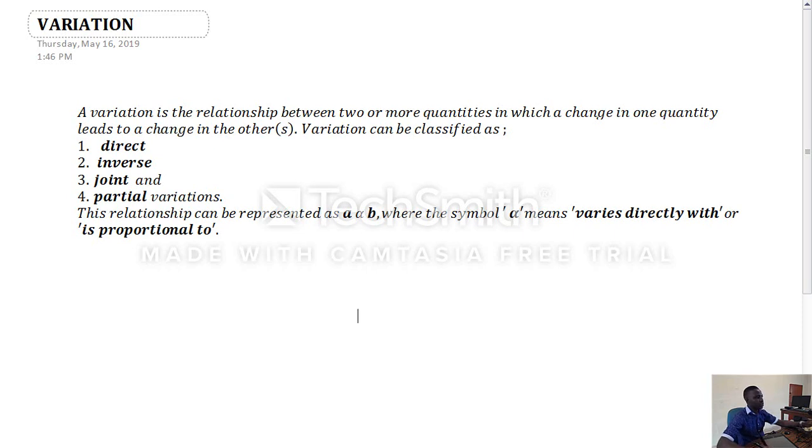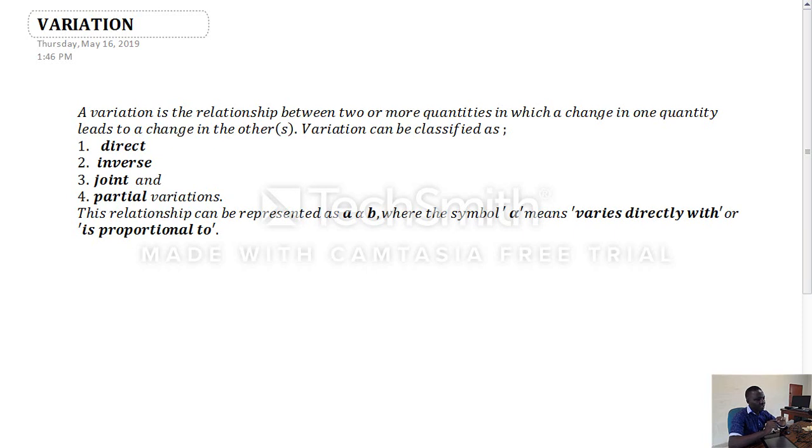Today's class is a continuation of our previous class, in which we introduced simple equations. In our previous class, we looked at the change of subject of formulae, and in today's class, we'll be looking at variation. Variation is a relationship between two or more quantities, whereby a change in one quantity leads to a corresponding change in the other quantity or quantities, as the case may be.